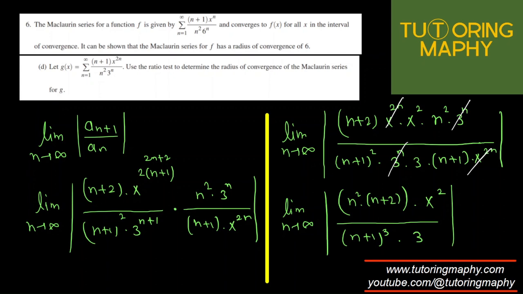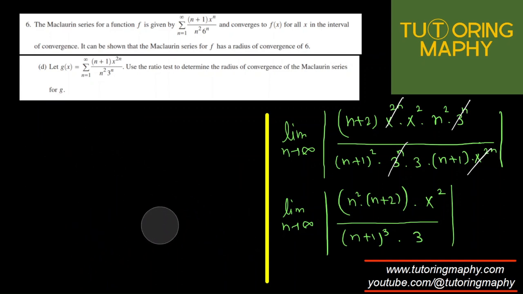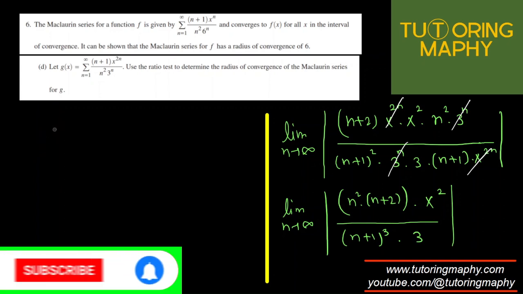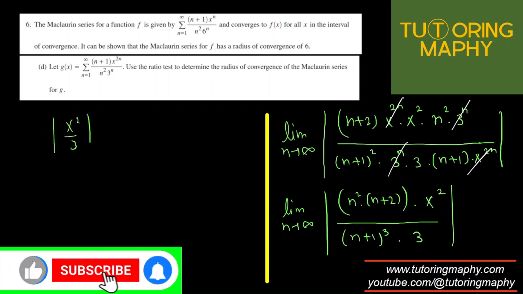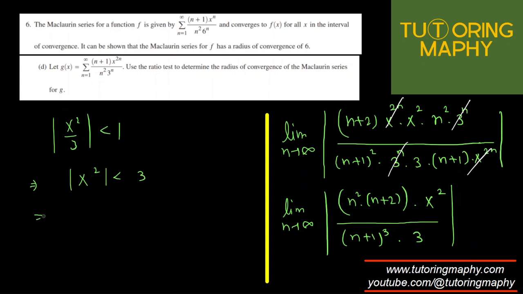So I'm going to need a little more space here. So let me go over here. So this one is, like I said, this is 1. By the way, we have to already place the limit. So x square over 3 is less than 1 now in order to find the interval of convergence and the radius. So absolute value of x square is less than 3.